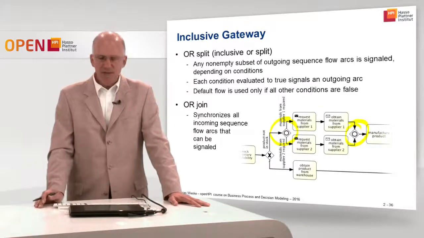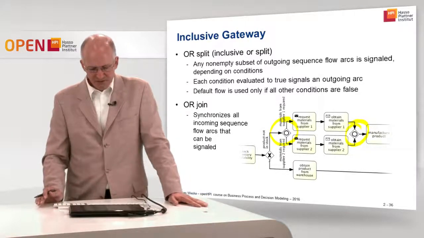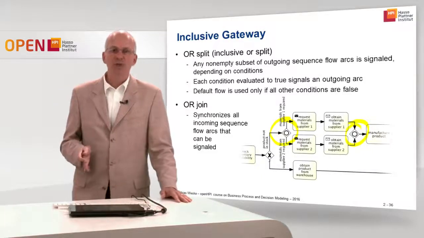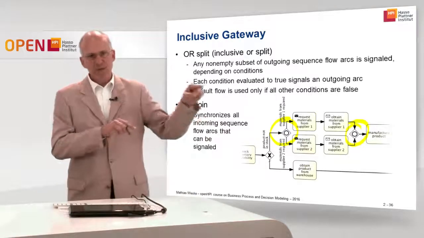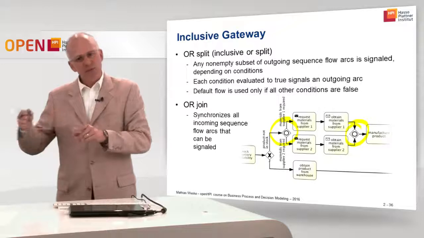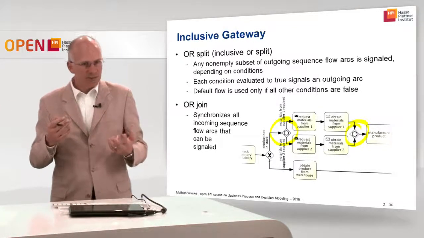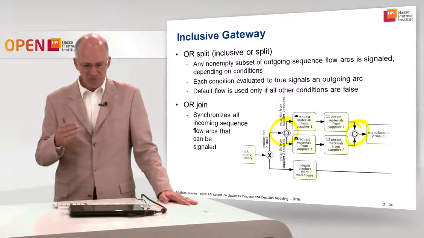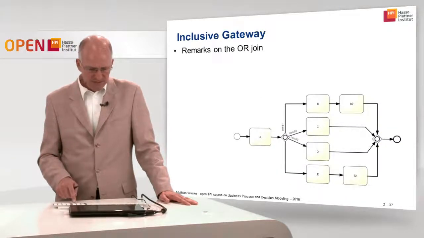The OR join will be discussed on the next slide in a bit more detail, but in general it has the same task as the XOR join or the parallel join, in the sense that there are many incoming branches, and I need to somehow synchronize all of these and trigger the next activity only if all incoming flows from which I expect something to come have been signaled. All right, let's discuss that in a bit more detail.